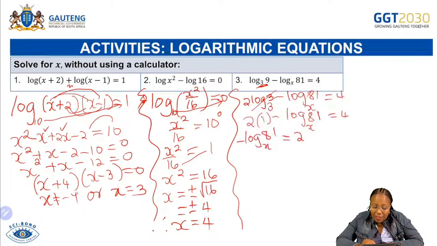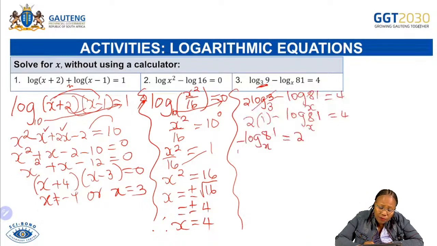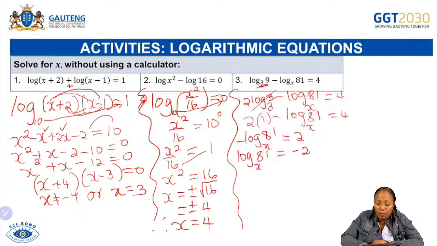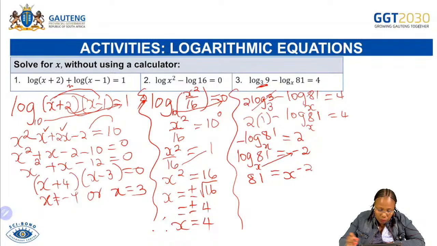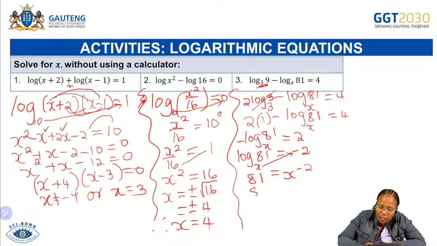And then now we multiply with the negative throughout. You are left with log 81 base x, then this will be minus 2, right? And then now 81 with x will kick that one to be x to the power minus 2. And then now we are solving for x. Then this will be 81 over 1 equal to 1 over x squared.